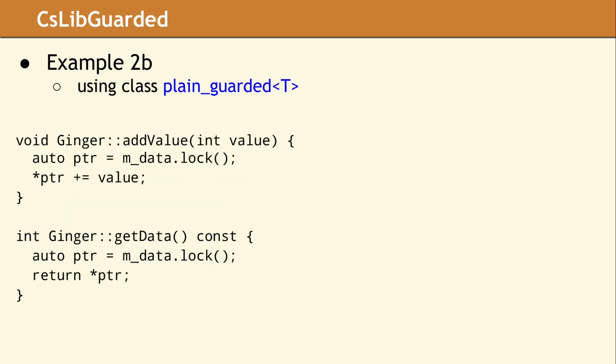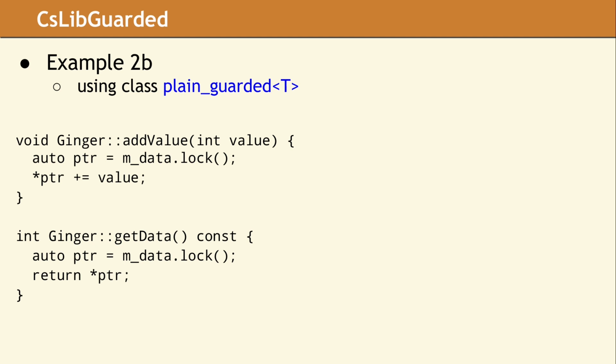In our original example, the first line of code in addValue locked the std::mutex. In this code, the first line calls the lock method in LRGuarded, and this returns a smart pointer to the physical data. When the pointer goes out of scope at the end of this method, or by assigning nullptr to this variable, the lock on the mutex will be released.